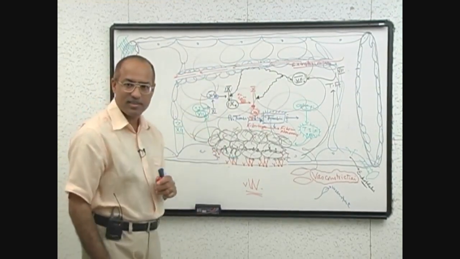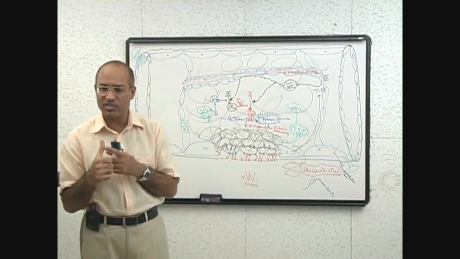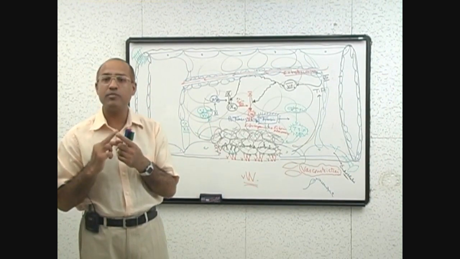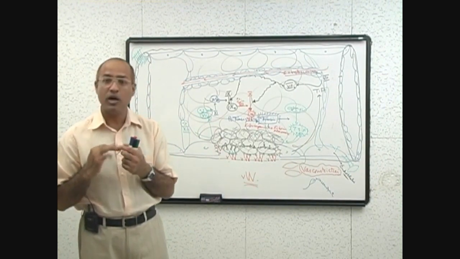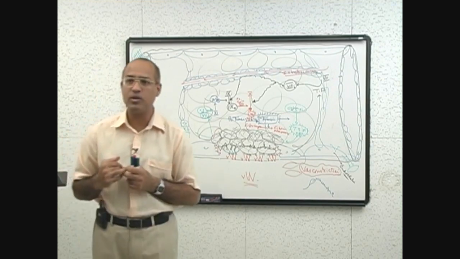So what may happen to a thrombus? It may disintegrate, or disintegrate and dissolve, or it may embolize, or it may get organized with fibrous tissue, or it may get recanalized. Am I clear to everyone?